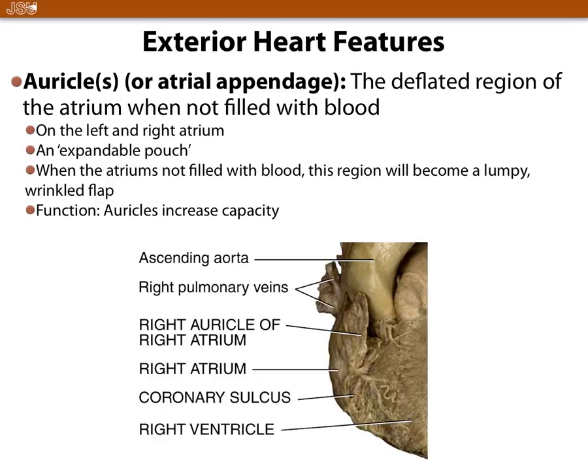Auricle, this is just a bag that fills with blood. It's in the atriums. Blood coming into the atriums is fairly low pressure, so it can fill in this little pouch.